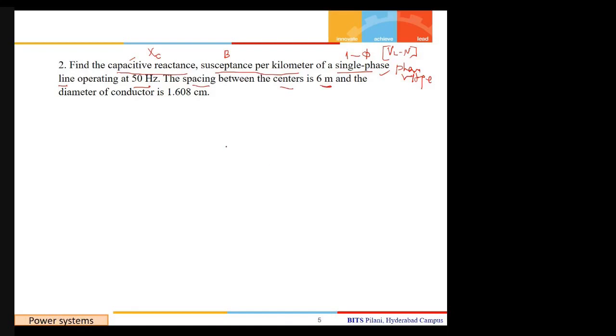The spacing between the centers is 6 meter. So for a single phase, the spacing between the centers of the conductors is 6 meter, and the diameter of the conductor is 1.608 centimeter. So this is the diameter of the conductor. You have to determine the capacitive reactance and the susceptance per kilometer of the single phase transmission line.